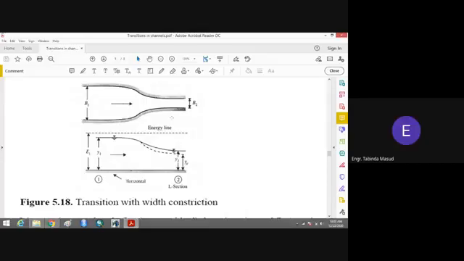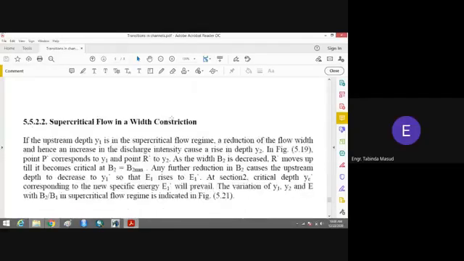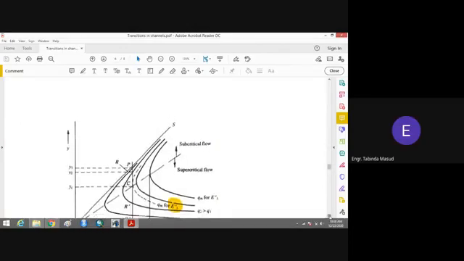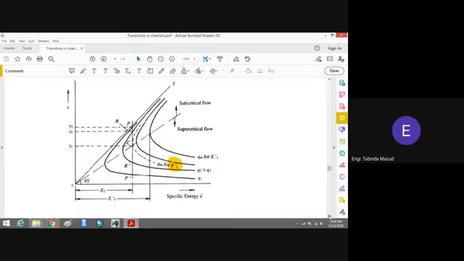The specific energy diagram depends upon the discharge. When discharge changes, then the specific energy diagram will also change. You can see that these are the specific energy diagrams for the contracted section. Once again, we know that for the specific energy diagram, on the y-axis we have the depth of the flow, and on the x-axis we have the specific energy.